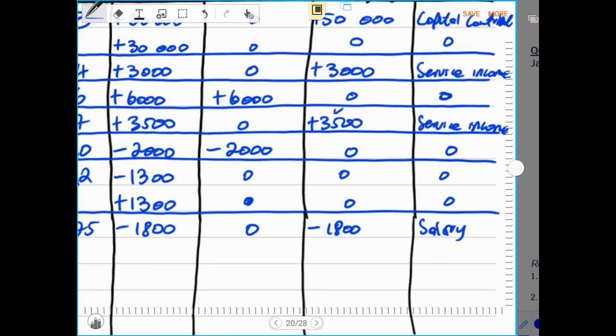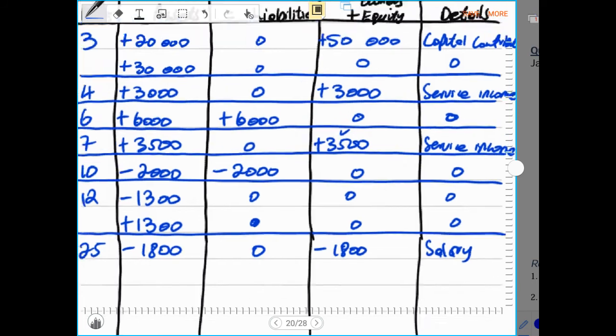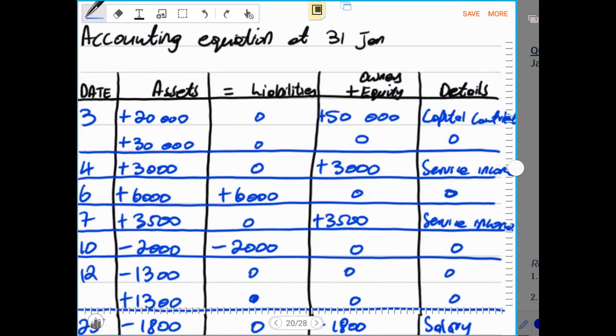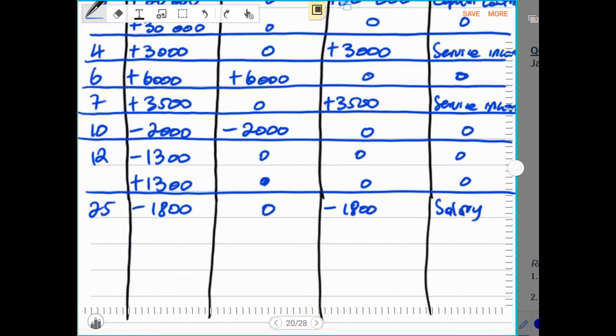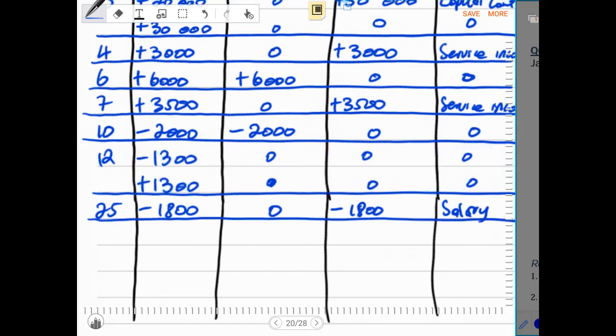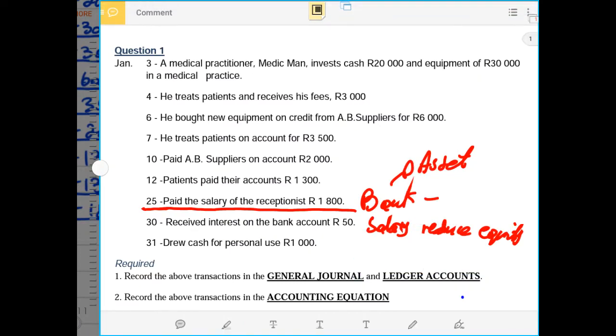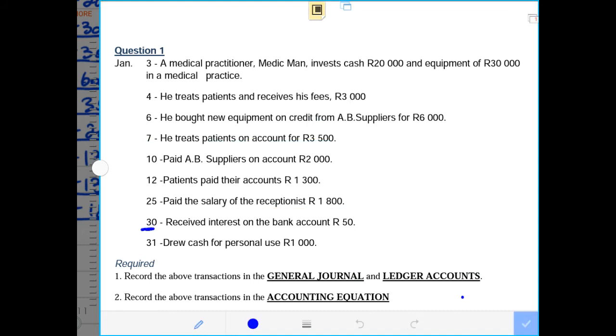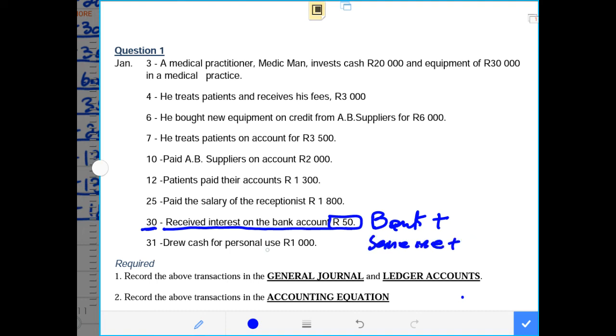And the reason why incomes here was the plus is because incomes increase equity. And the reason why 50,000 was positive is because capital increases equity. So that is why for those it becomes simple, but expenses and drawings reduce the owner's equity. So all the time you must know that owner's equity is reduced by drawings and expenses. And now on the 30th of the month of January, one transaction before the last. On the 30th of the month, it says received interest on the bank account, and that is 50 rand. When we receive money, that means the bank will increase. And because this is income, therefore now service income will also increase. Remember, income increases equity. Don't forget that.